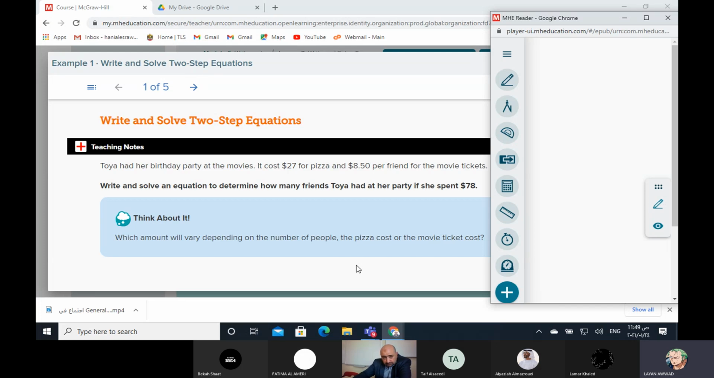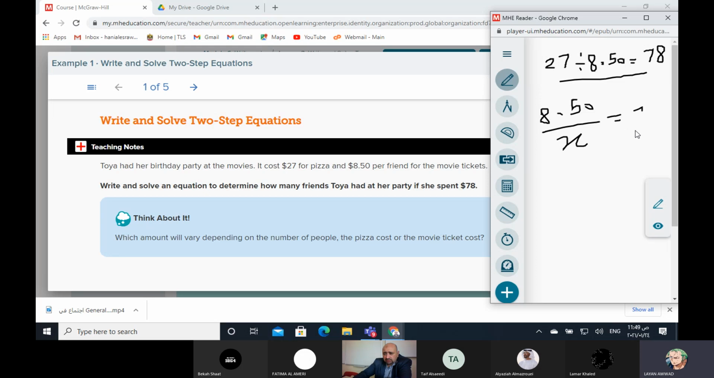Mister, is it 27 divided by 8.50 equals 78? No variable here. If you have a calculator, write 27 divided by 8.50. Check the answer. Is it 78 or not? So this is false. Okay, Mister, maybe 8.50 divided by x equals 78, and the 27, no need to use it.